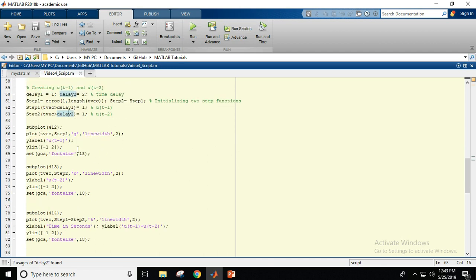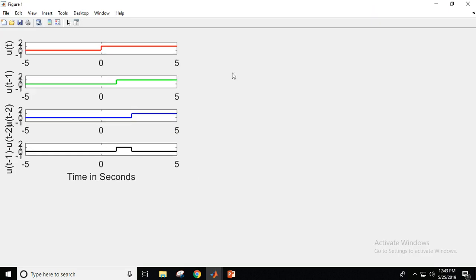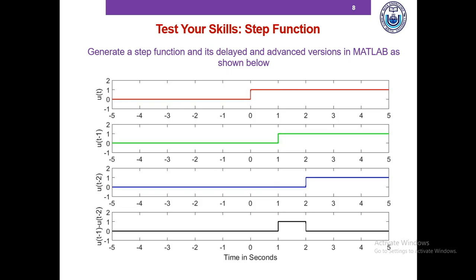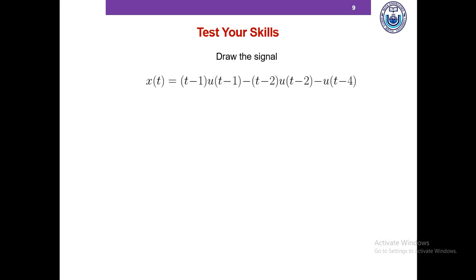And these are just plotting commands, as shown in the earlier lectures. So if we run this, we get the plot that I showed earlier. Okay, now please pause this video and try to solve this problem, and then we'll match our answers.